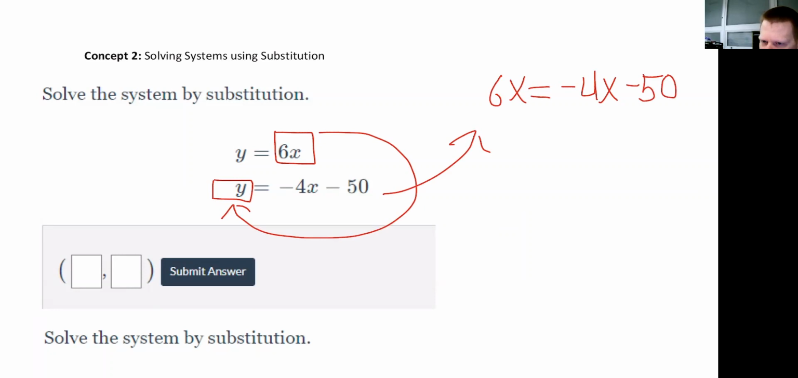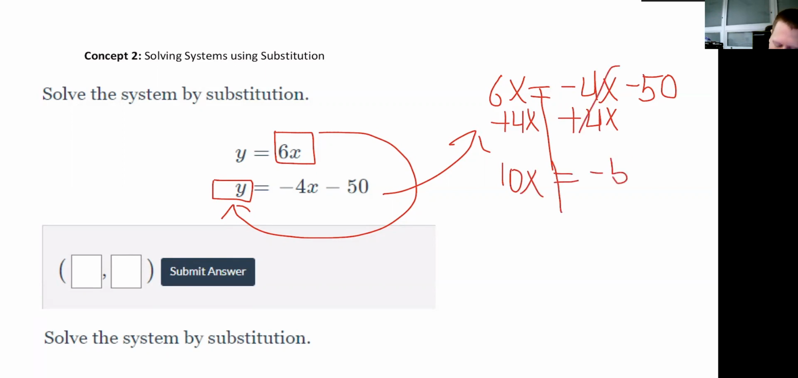Let's just move this just in case it's in the way. So I could add the 50. Sorry, no, I don't want to add that. We want to get the x's to one side, the constants to the other. So I'm going to add the 4x to the other side, so I have just x's on my left side. Because if I do that, I would have 6 plus 4 is 10x. That would cancel, and I would just have negative 50. Then I want to solve this, so I would divide by 10, and that would be negative 5.